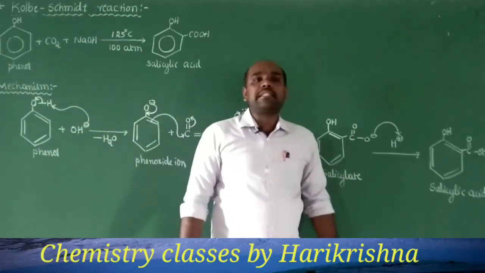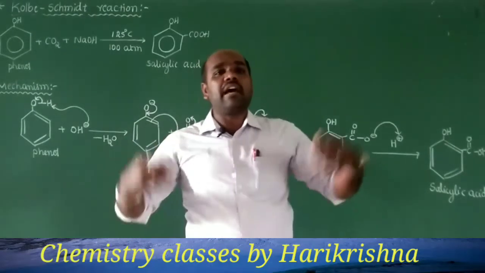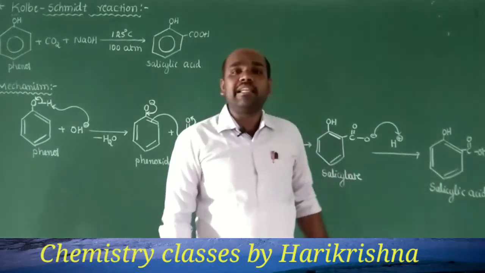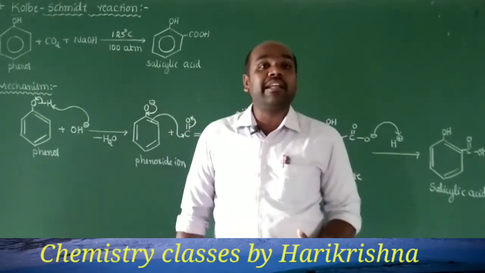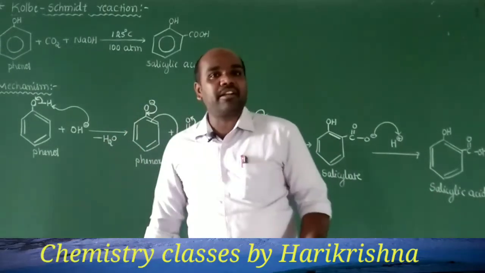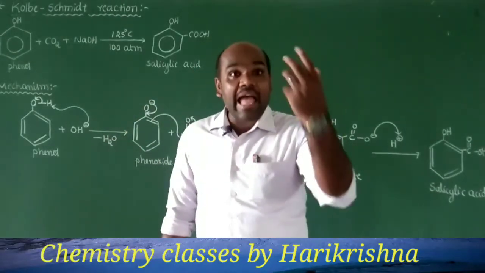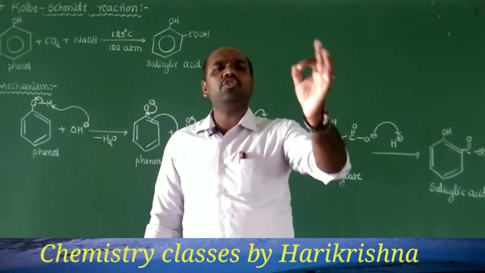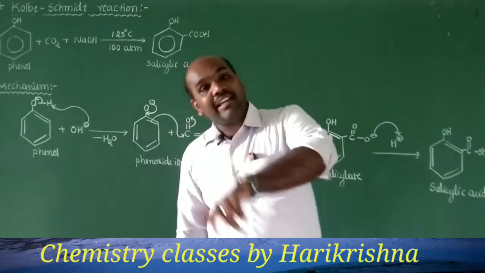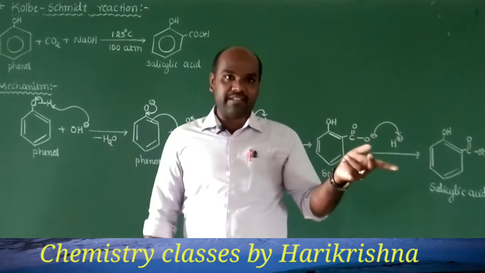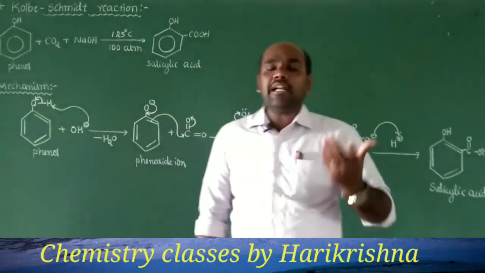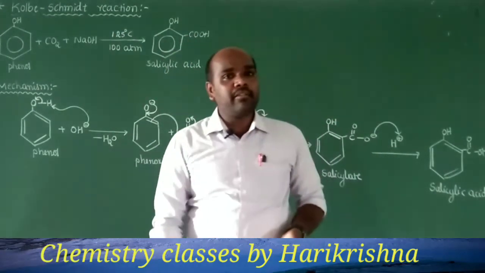In the beginning of the video, I said this Kolbe-Schmidt reaction has very great importance because we are producing the very important salicylic acid, which is the precursor material in the creation of many other industrially important compounds. The best example is aspirin, which is the most used drug material. Aspirin is a very good drug that is used as both an analgesic as well as an antipyretic. In that way, salicylic acid has very great importance, and that's about the Kolbe-Schmidt reaction.